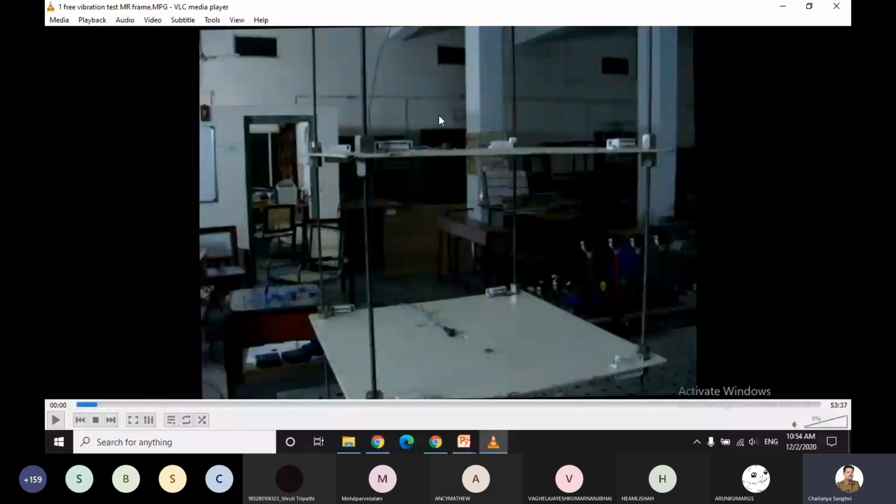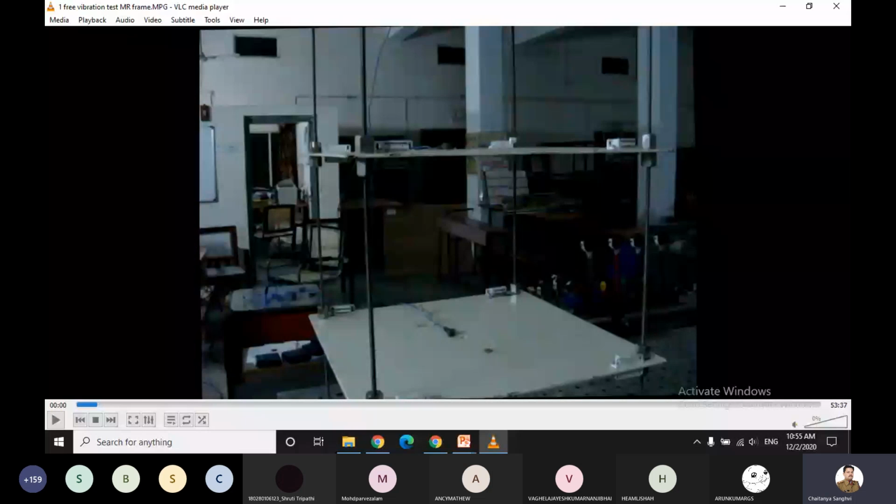Sensors are placed here to capture the response of your model, right? And the sensors are connected with the data acquisition system, and this data acquisition system is connected with the computer. So you can log all the data, right? So we are performing the free vibration test.